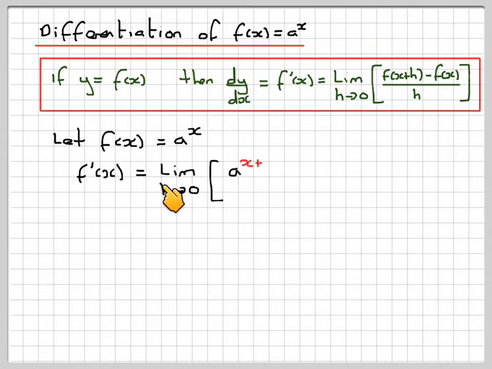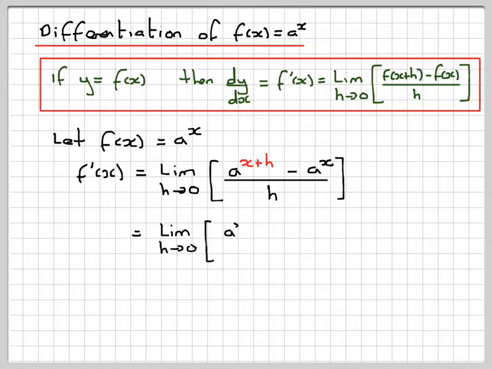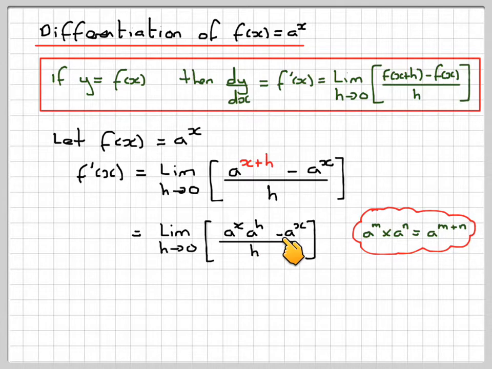Then f dash of x will be the limit as h goes to 0 of a to the x plus h minus a to the x over h. Using one of the rules of indices here, we can rewrite this as the limit as h goes to 0 of a to the x times a to the h minus a to the x over h. We can do this because a to the m plus n equals a to the m times a to the n. So we've applied that rule there.